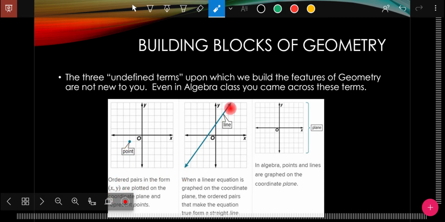And then y equals mx plus b hopefully is a thing you know. All right, if not, you'll review it at some point. But y equals mx plus b, you can use to draw a straight line.